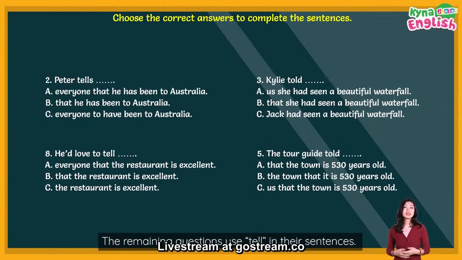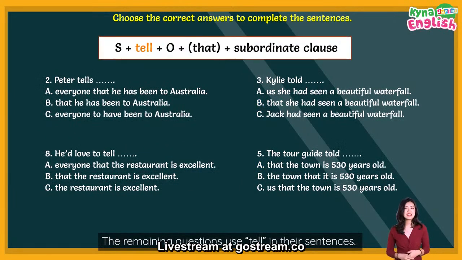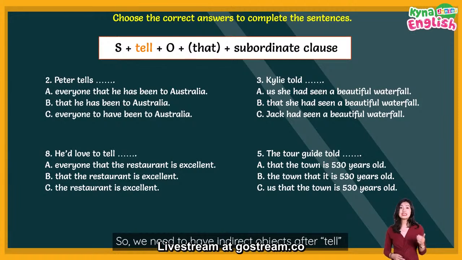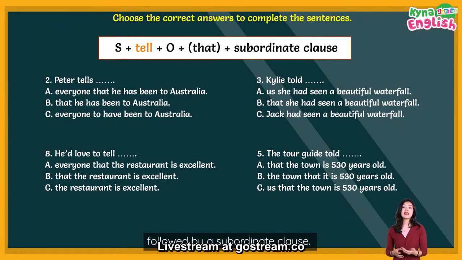The remaining questions use tell in their sentences, so we need to have indirect objects after tell followed by a subordinate clause. Again, we may need or not need that in the sentence. So, the answer to question number 2, 3, and 8 is A. And question number 5 is C.